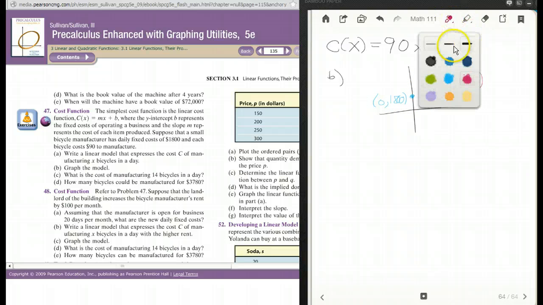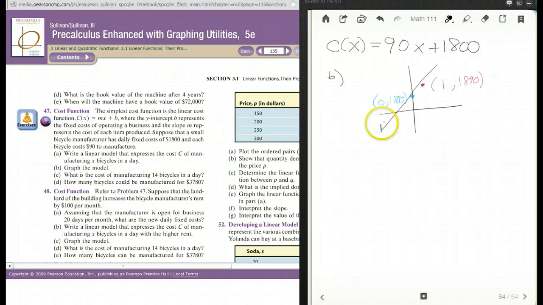Okay, and so to graph these two things, again, we just connect the dots. And again, forgive me if mine, let me try that one more time. That was really bad. There we go, that's a little better. Okay, that's the graph of C of x.